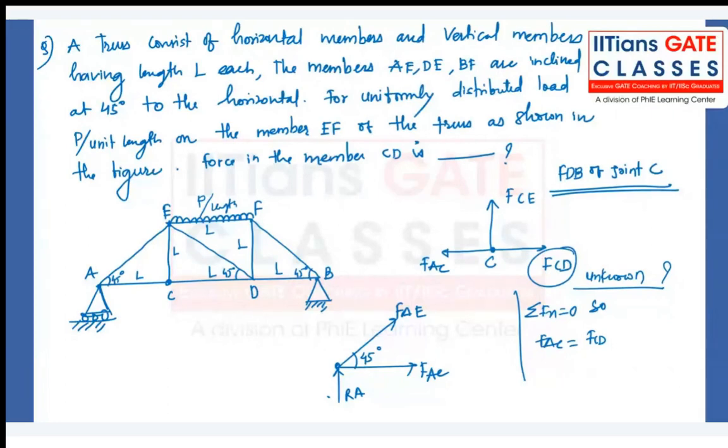Now, FCD has to be equal to FAC, but FAC is unknown. Okay, so how to calculate it? In order to calculate it, we have to again draw the free body diagram of joint A. From there, we can get the value of FAC. So let's try to solve this question. I'll move towards the next slide because we don't have space here.